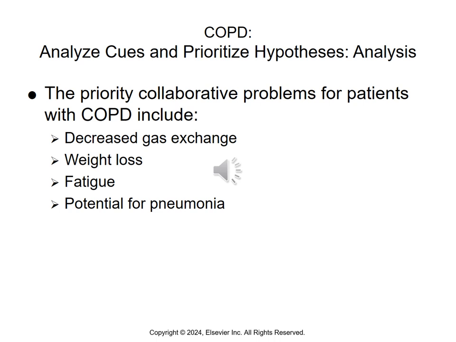Prioritization of care is going to be around decreased gas exchange, weight loss, fatigue, and the potential for infection, including respiratory infections such as pneumonia. Weight loss, again, is usually due to dyspnea, excessive secretions, anorexia, fatigue, a lot of anxiety around the progression of this disease, changes in their health, situational crisis, and barriers to care. Decreased endurance due to fatigue, shortness of breath, and imbalance between oxygen supply and demand is going to impact every aspect of their health.